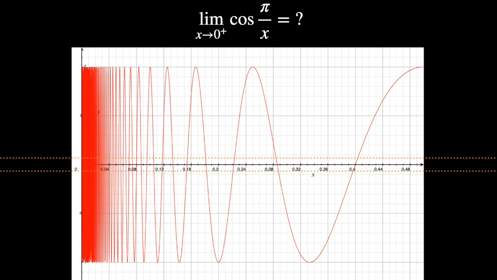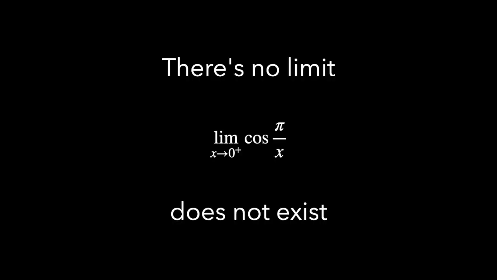For example, say we choose y equals 0 as the limit, and we draw this epsilon range around y equals 0. There's no value where we stay in that range. So there is no limit. The limit as x goes to 0 from above of the cosine of pi over x doesn't exist.